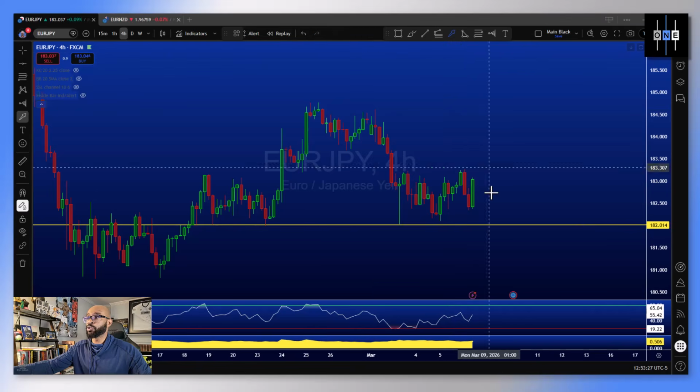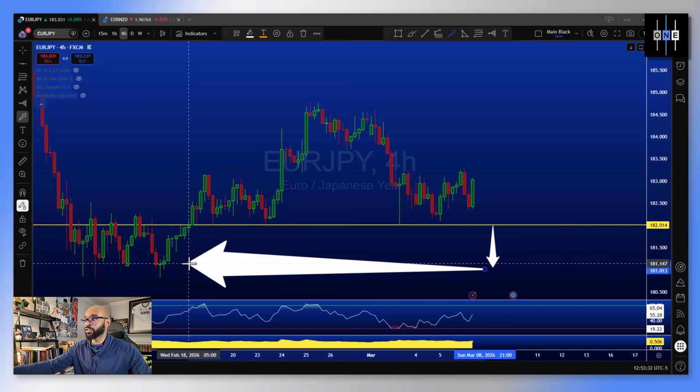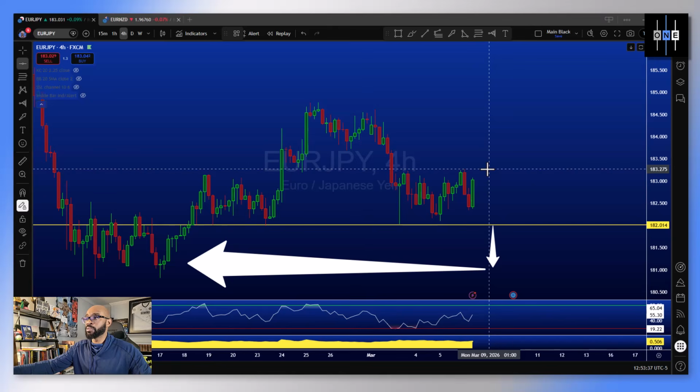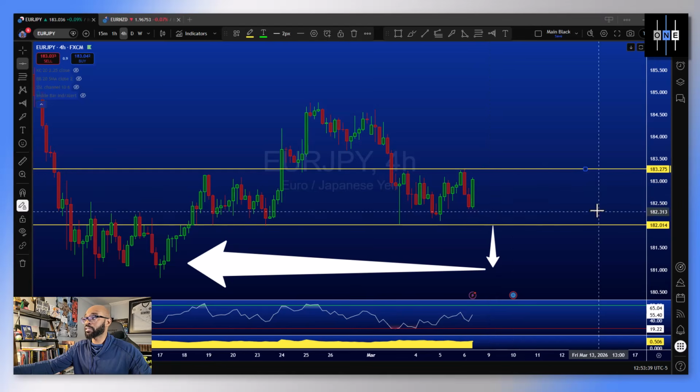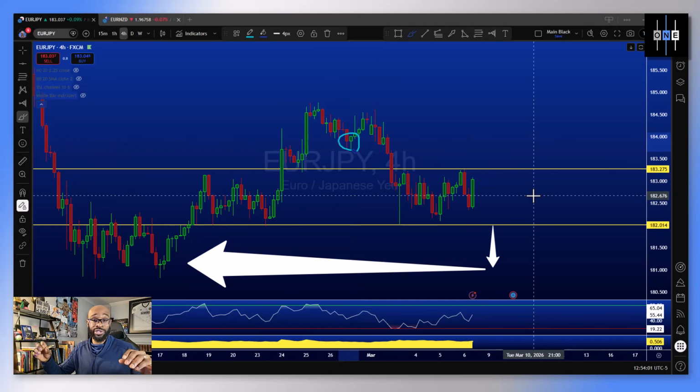And if we were to break out from this level, I would expect us to go back down to our previous structure lows around here, around 181 even. If we broke out to the upside, we would need to see a break and close above this level, this 183.25. And my expectation is that we would travel back to retest this area right here between 183.75 and 184 even. So right now we're just in wait and see mode here on the euro yen, predictive in our analysis, reactive in our execution. And once the market shows us its tell, we can then look to take advantage of it.